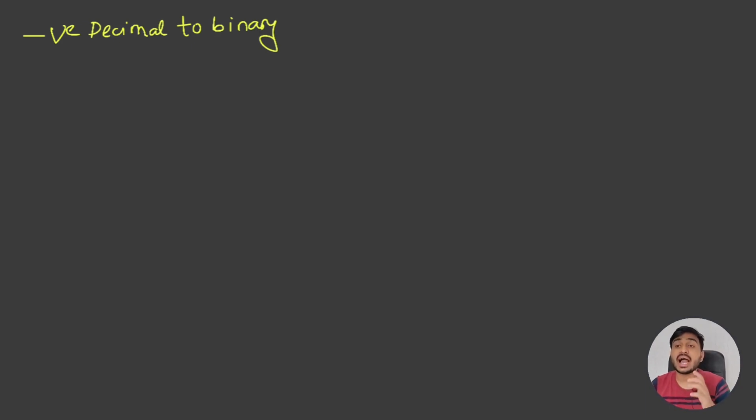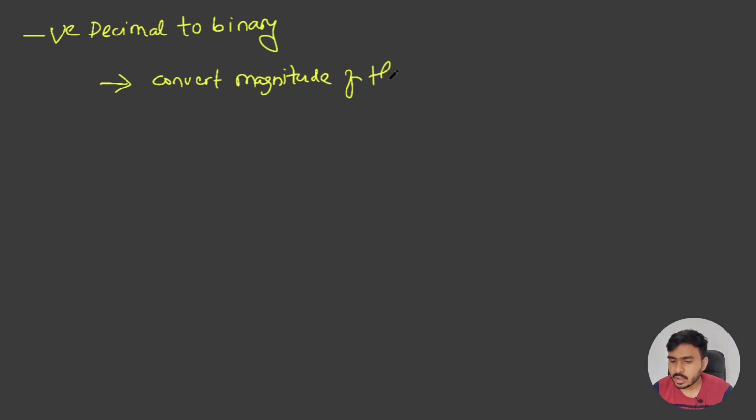Okay, so now let's see how we can convert negative decimal number to binary. There are 3 steps in order to convert negative number to binary. So I'll just quickly write the steps over here. At first, what you have to do is you have to take magnitude of the negative number and convert it into the binary. So this is step 1. I'll write: convert magnitude of the number to binary.